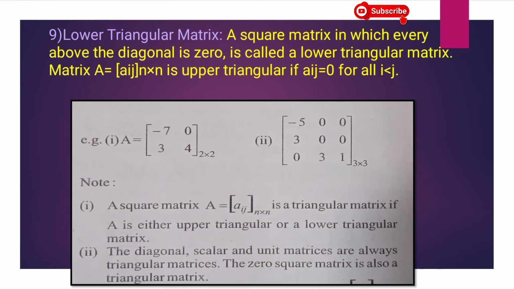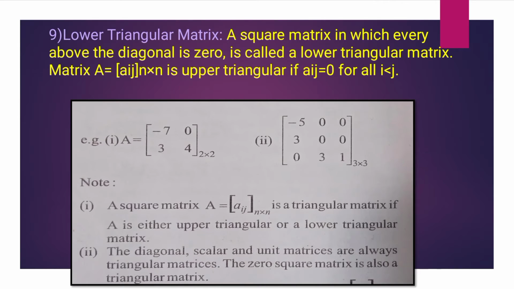Now similarly the type 9 is lower triangular matrix. A square matrix in which every element above the diagonal is 0 is called a lower triangular matrix. A matrix A is equal to [aij] n cross n is lower triangular if aij is equal to 0 for all i is less than j, means डायगोनल के ऊपर के एलिमेंट 0 रहेंगे तब उस मैट्रिक्स को हम लोअर ट्रायंगुलर मैट्रिक्स कहेंगे.